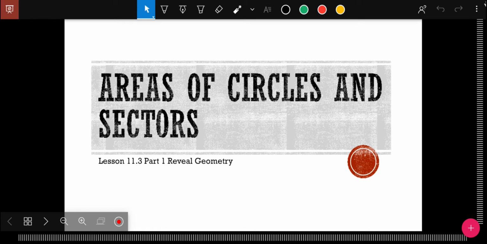Today's lesson is going to be area of circles and working with area of circles. The section is area of circles and sectors. We're going to focus just on circles today. It's from 11.3 in the geometry workbook if you're looking and following along in the reveal text.